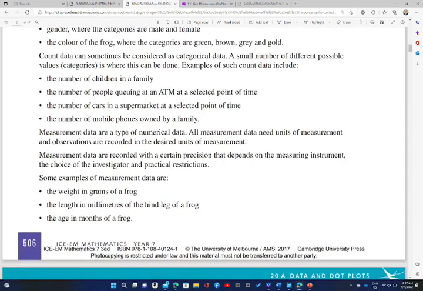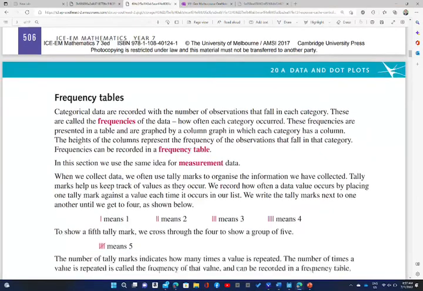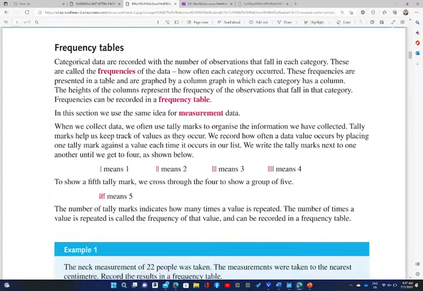Now, more important for us are ways of organizing these data. The most common way of organizing data is what's called a frequency table. Frequency just means how often something happens. So you're going to create frequency tables for data. Frequency, again, simply means how often each category occurs. The easiest way to do this is to organize things in a table so that you can then take that information and put it into an appropriate display and help you organize it.